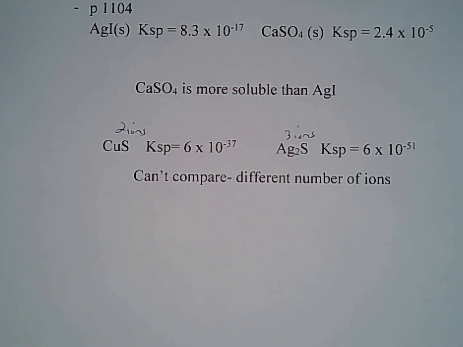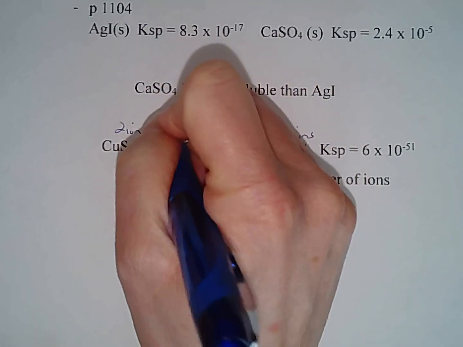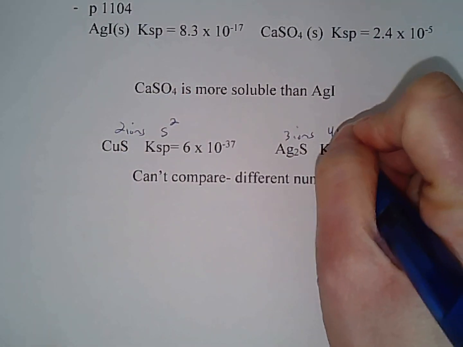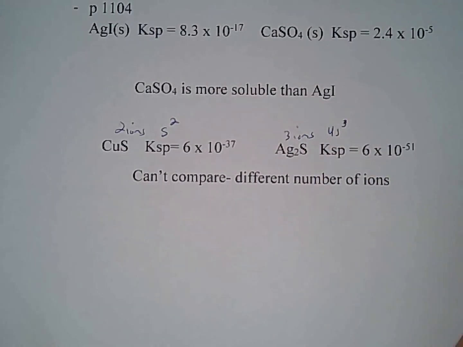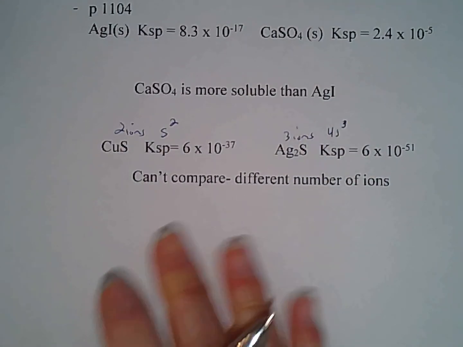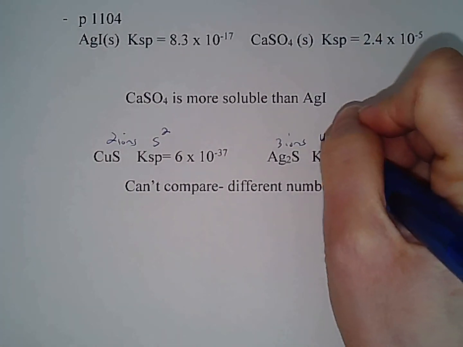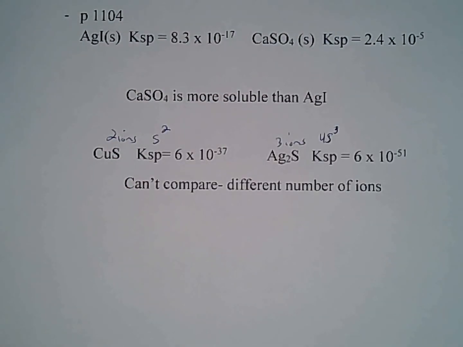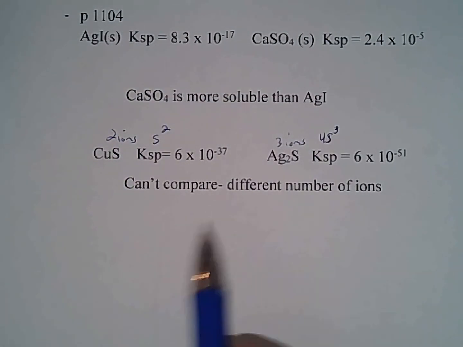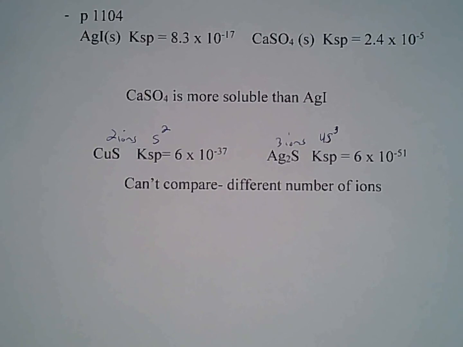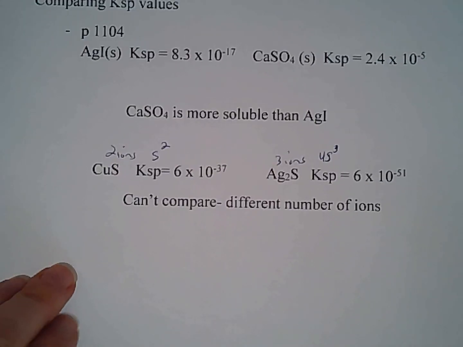So you would really have to look at, this is going to be an S squared and this is going to be a 4S cubed in terms of the calculation. So you would actually have to go through the calculation and see what your value of S is in order for you to compare, since it is not a one-to-one relationship comparing both of those.